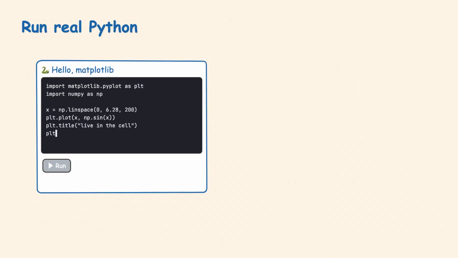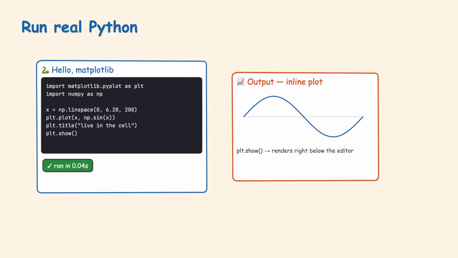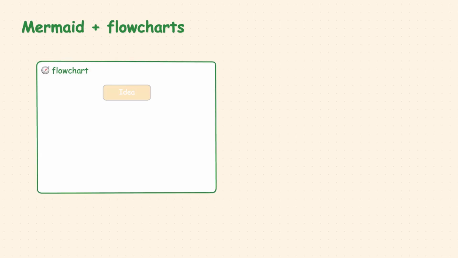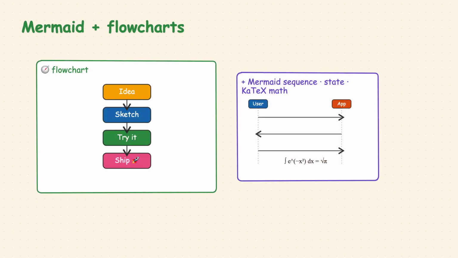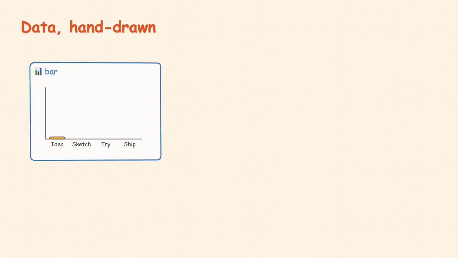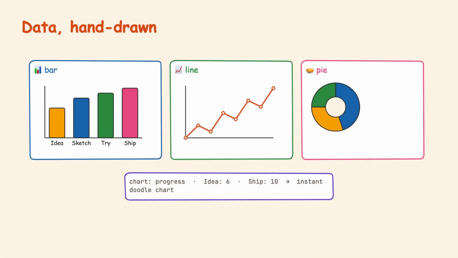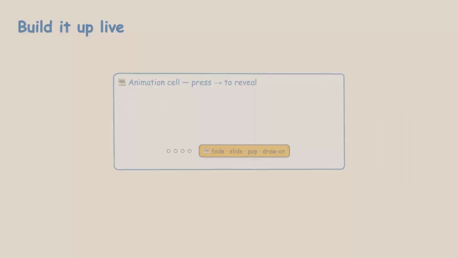Everything lives on a single canvas. Drop in code, markdown, images, a browser, a whiteboard, charts, even animations. And it all saves as one Python file. Your charts come out hand-drawn: bar, line, pie. So the data feels like part of the story.